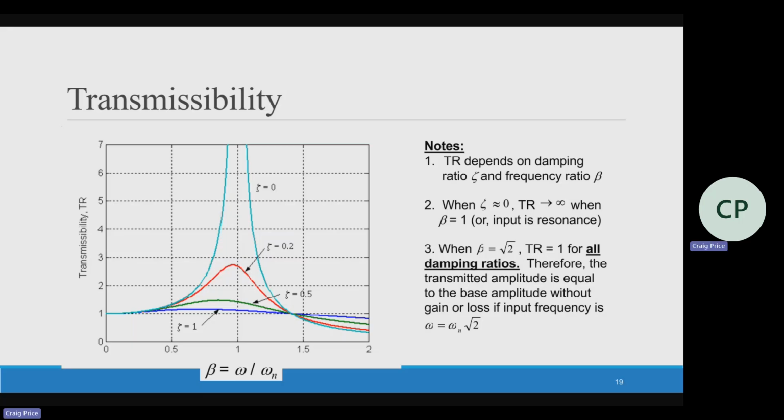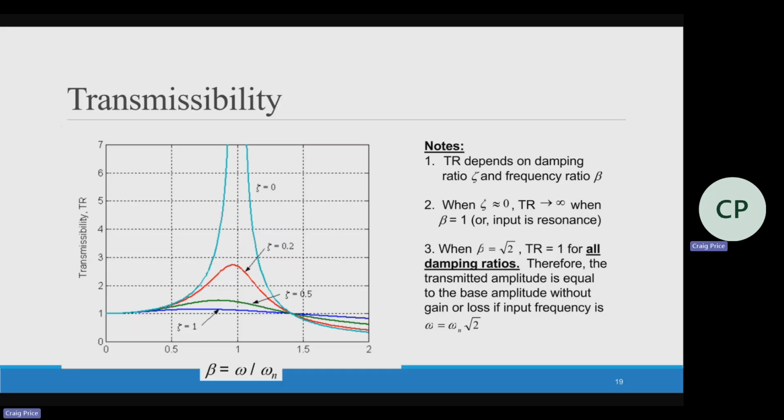So in the book, it goes on about transmissibility. This is transmissibility on the left, or the y-axis. This is beta right here. I was talking about if my frequency is close to the natural frequency, if beta is equal to 1, that's where we see the highest amplitude. I'm pretty close to that resonant frequency.